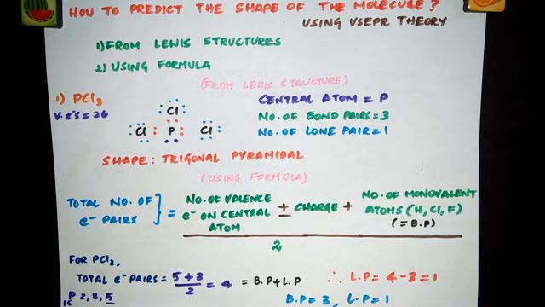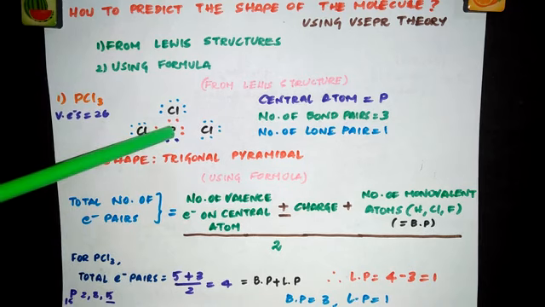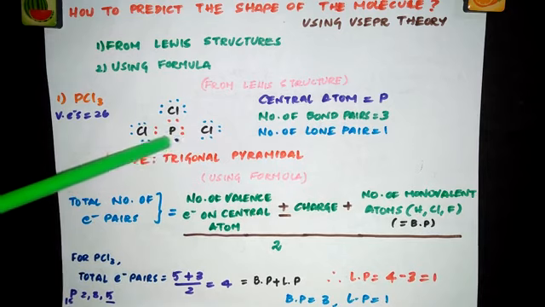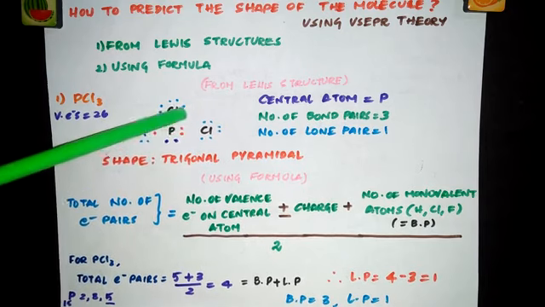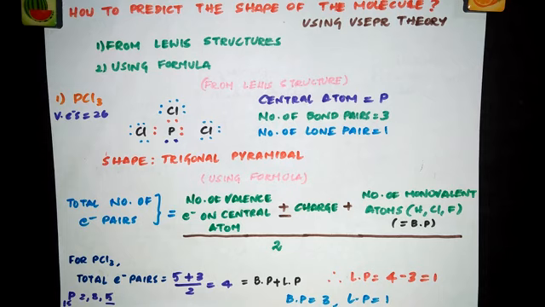Now look at this structure and find out how many electron pairs are there around the central atom. So this is the central atom. How many electron pairs are there? 1, 2, 3, 4. 4 electron pairs are there. So out of these 4 electron pairs, how many bond pairs are there? See, 1, 2, 3. 3 bond pairs.